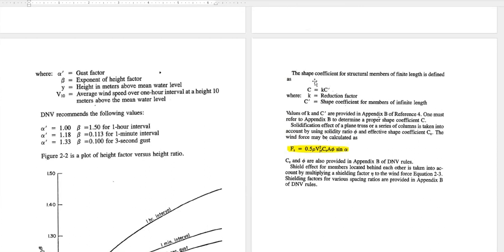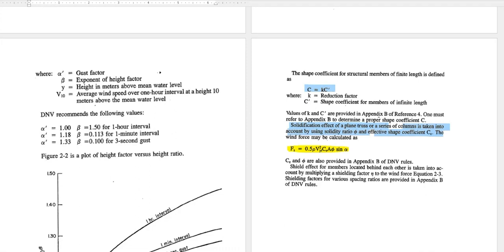Shape coefficient for structural members of finite length is defined as C equal to K times C dash. K is the reduction factor, and C dash is the shape coefficient of members of infinite length. K and C dash are provided in Appendix B in DNV. One must be able to refer to the proper coefficient. The solidification effect of a plane truss or a series of columns is taken into account by using the solidity ratio and the effective shape coefficient.